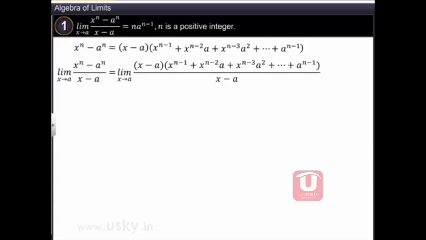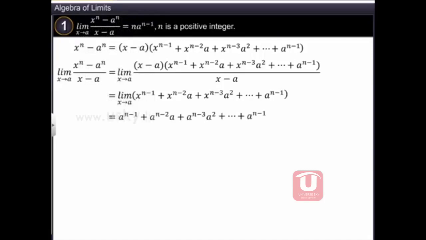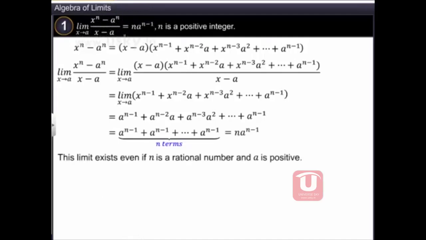Now, the limit of this function can be found just like we find the limit of a polynomial function. This limit exists even if n is a rational number and a is positive. For example, look at the limit of this function.